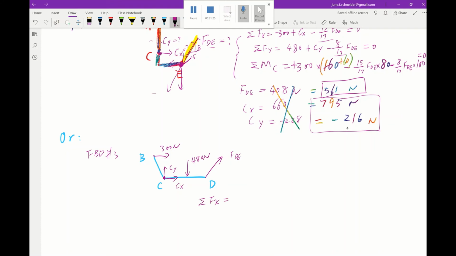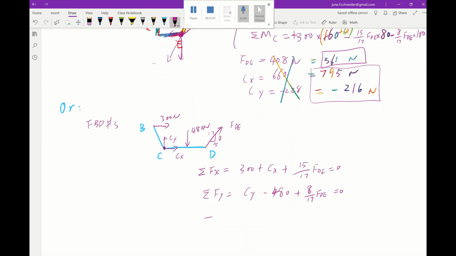So we have forces at X, we have 300 to the right and CX to the right, and FDE has the same dimension, 8, 15, and 17. So it will be 300 plus CX plus 15 over 17 FDE equals 0. Same thing for force at Y, we'll have CY minus 480, then plus 8 over 17 FDE equals 0.